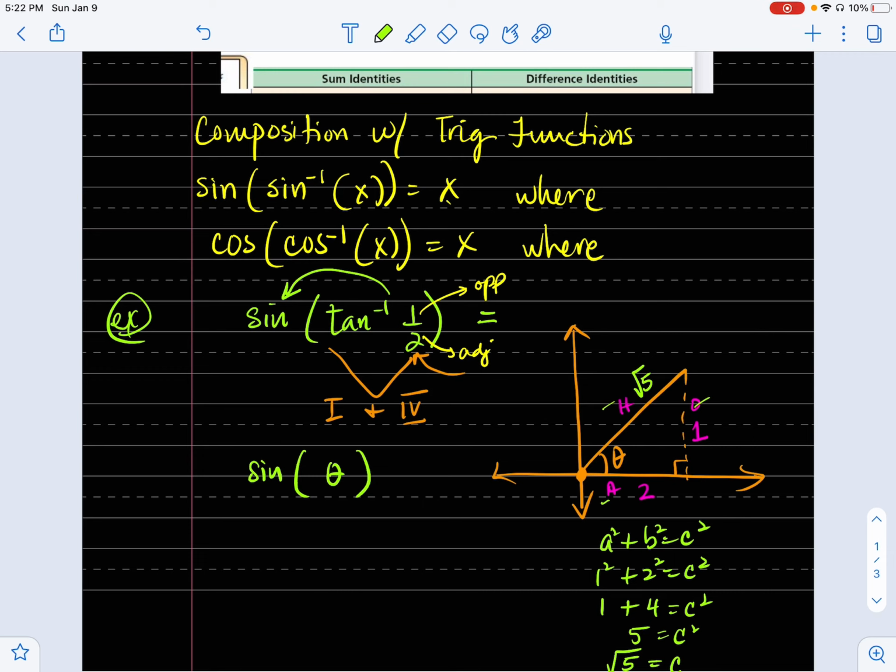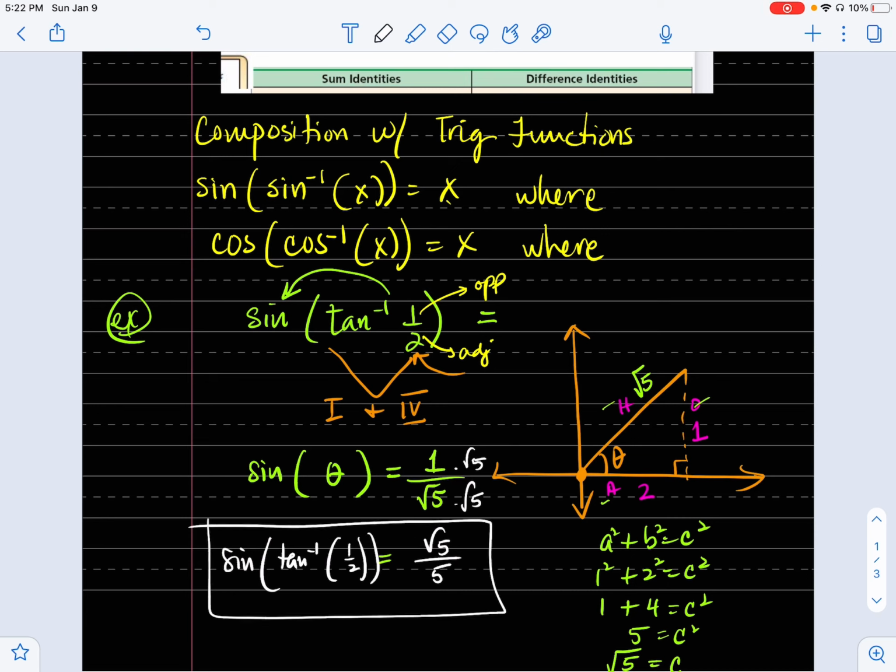Sine is opposite over hypotenuse. So the overall answer here should be opposite, which is 1, over hypotenuse, which is root 5. I really want to say that is the answer, 1 over root 5, but then you all know that's not an acceptable answer just because we have a radical in the denominator. So let's quickly rationalize it. Numerator is root 5, denominator is 5. So sine of tangent inverse of 1/2 is root 5 over 5.